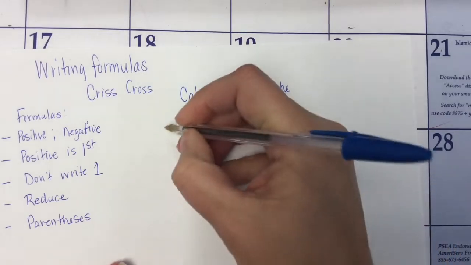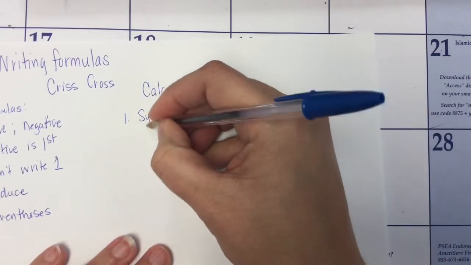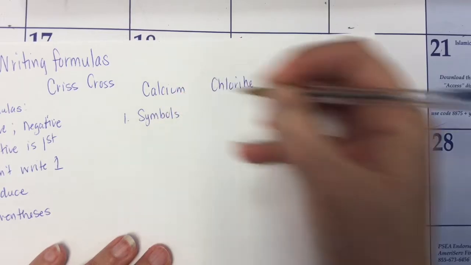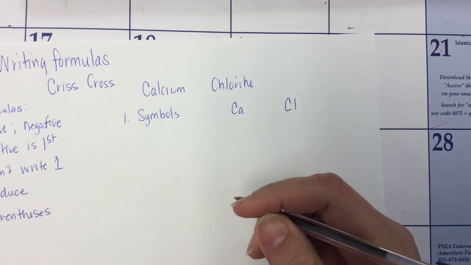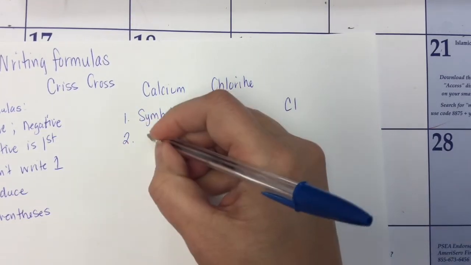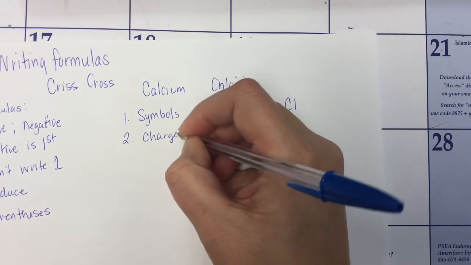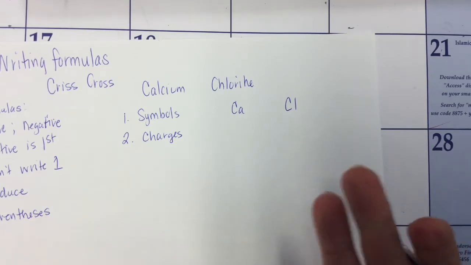All right, so keeping in mind, if we're making a formula between calcium and chlorine, the first thing we have to do is come up with the symbols. So calcium symbol is Ca and chlorine symbol is Cl. The second thing we're going to do is find the charges. So this is where you look at the periodic table and decide what column the element is in, and then you write down the charge.